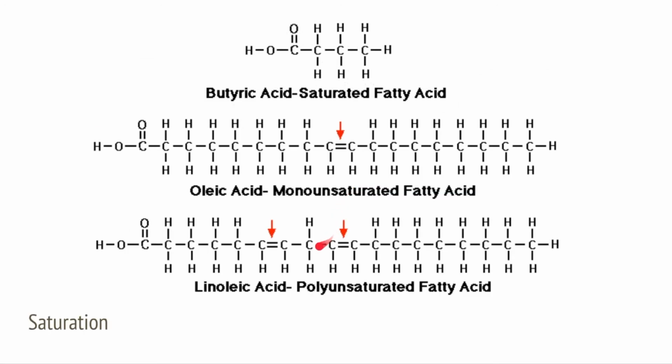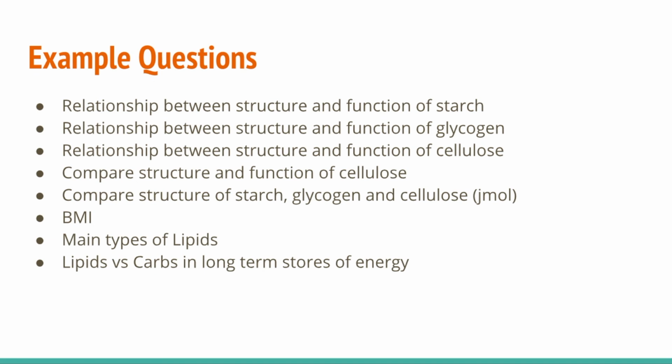Lastly, there is the saturation of fatty acids. There is saturated, monounsaturated, and polyunsaturated. There is also unsaturated, as well as cis and trans unsaturated. Cis is hydrogen atoms bonded to carbons sharing the double bond and are on the same side. Trans is hydrogen atoms bonded to carbons sharing the double bond on opposite sides.